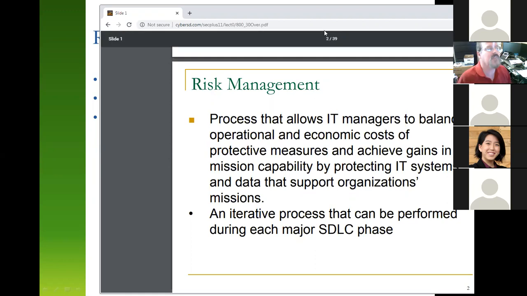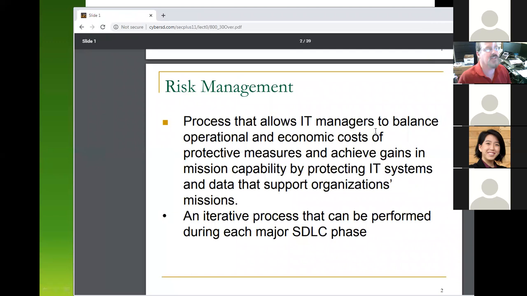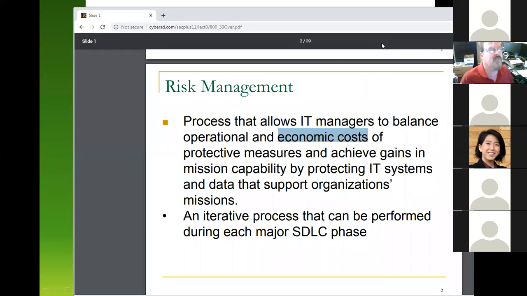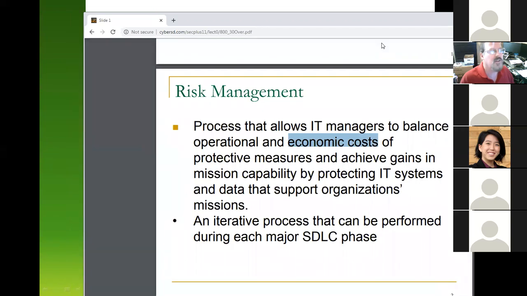So risk management, you can learn a lot by just reading these guidelines. Risk management is a process that allows IT managers to balance operational and economic costs. That's what we're looking at, economic cost. Unfortunately, you cannot afford to spend all the money you want protecting your network.